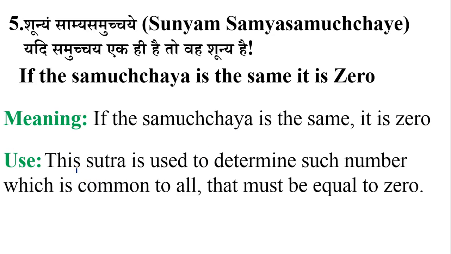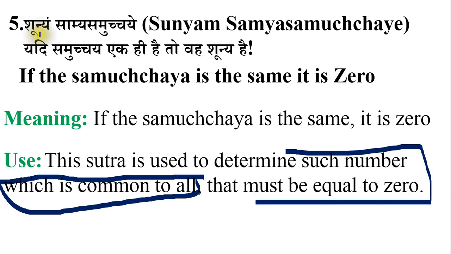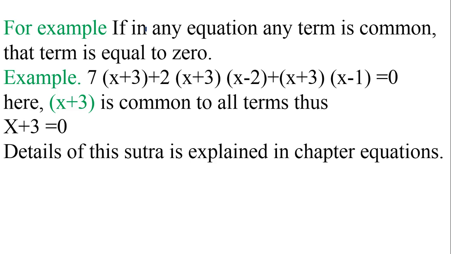This sutra is used to determine such a number which is common to all; that which is common to all must be equal to zero. This is the concept of Shunyam Samya Samuchaye. By the name itself you can identify, and it is a Sanskrit name. Let me show you what it actually means. For example, you got one equation here. If in any equation any term is common, that term is equal to zero.